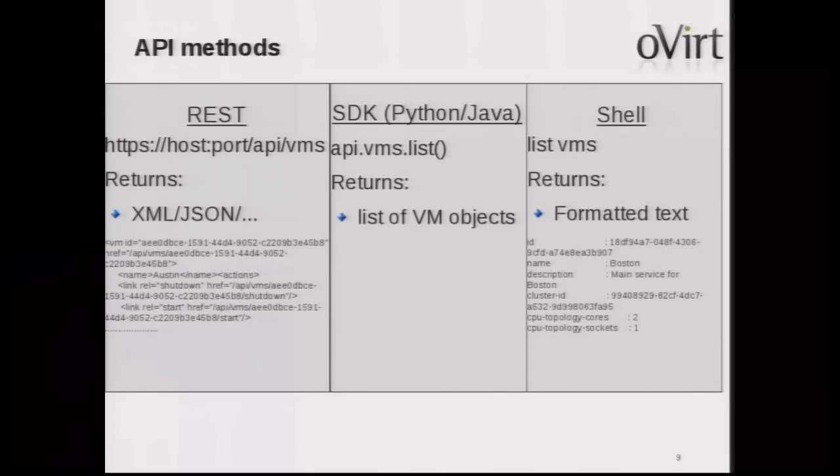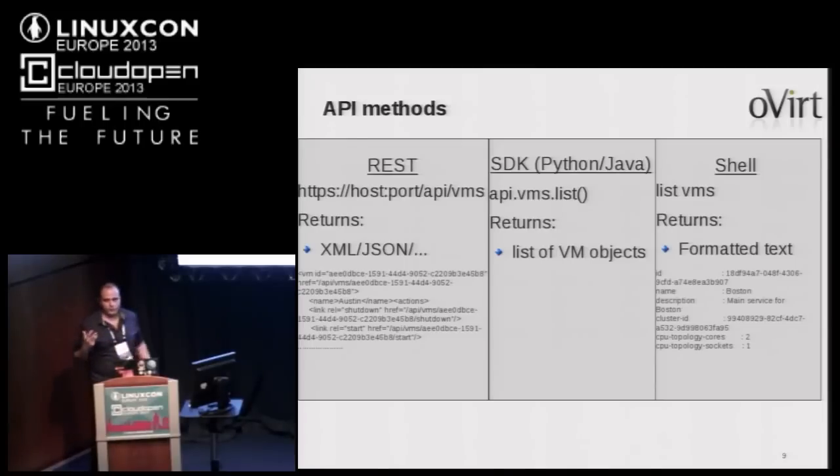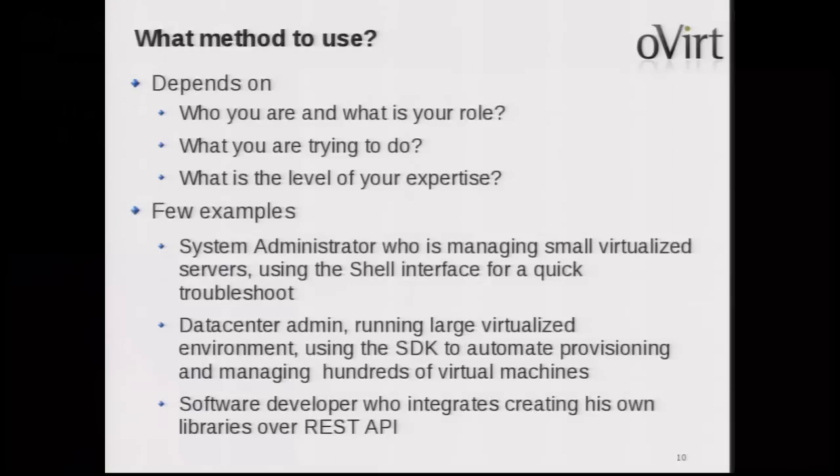So for now, we exposed three ways for you to use the API. One of them is using the REST API itself. The other one is using an SDK, and the third one is just to use a shell. Now, the SDK is based on the REST API, and the shell is based on the SDK, the Python SDK in this example. So basically, you have three ways you can use the API.